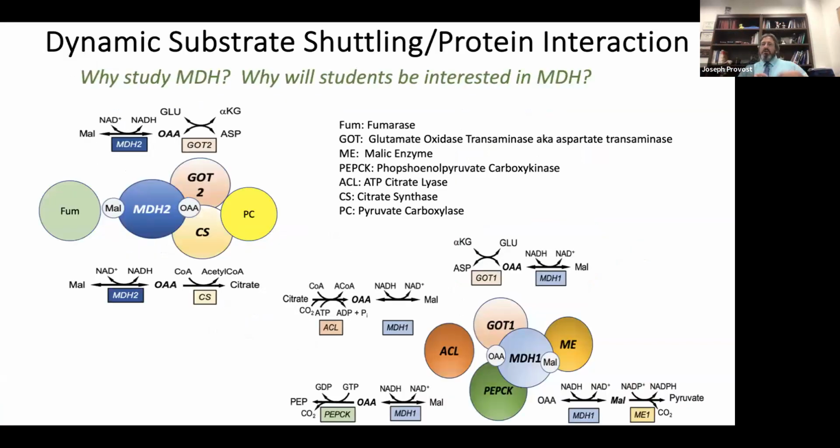When we're talking about protein interactions, whether it's in the cytosol or in the mitochondria, and we just look at the proteins that share either the product or reactants of MDH2, you see we have aspartate transaminase, pyruvate carboxylase, ATP citrate synthase, fumarase, ATP citrate lyase, AST, malic enzyme, and PEPCK. These are all proteins that are potential interactors with MDH.